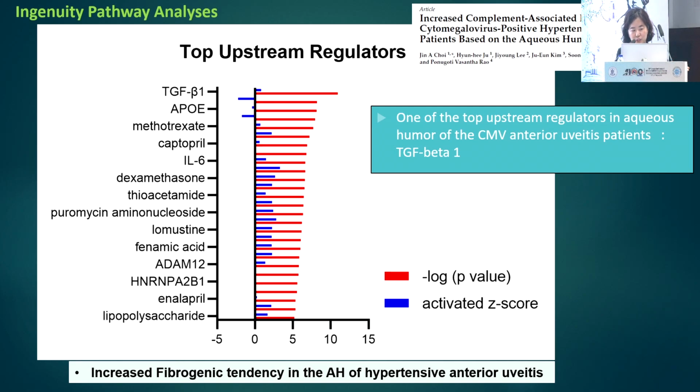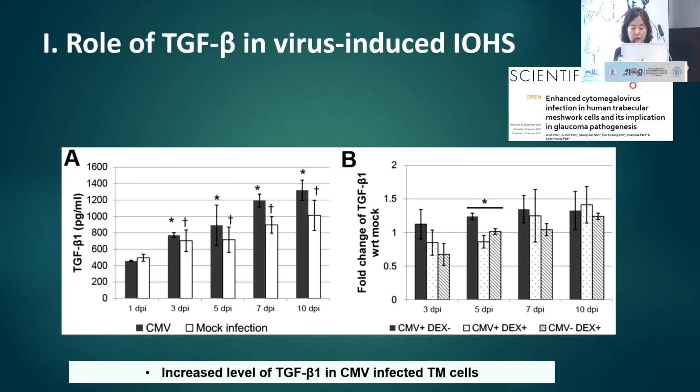We performed the pathway analysis in the same sample, and we found that the top upstream regulator in aqueous humor of CMV anterior uveitis was TGF-beta 1. When we infected cytomegalovirus in human trabecular meshwork cells, we found an increased level of TGF-beta 1 in the cytomegalovirus-infected trabecular meshwork cells.